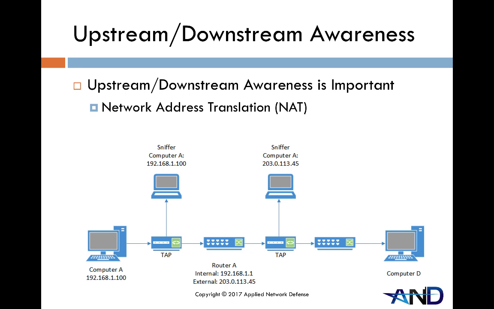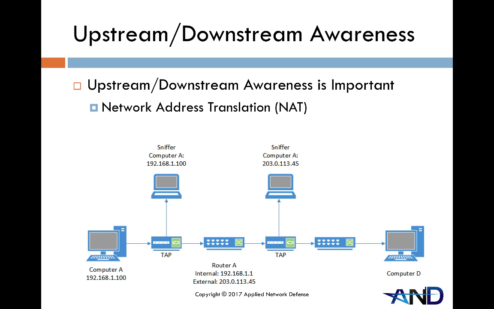Right? Those two networks don't know about each other. The only device that knows about both of them is the router. Those upstream devices can't communicate with the internal device directly. It can only communicate with the router upstream from the 192.168.1.100 device.